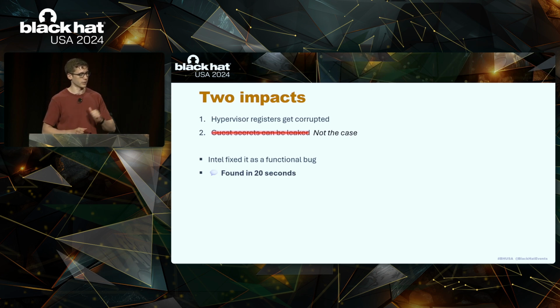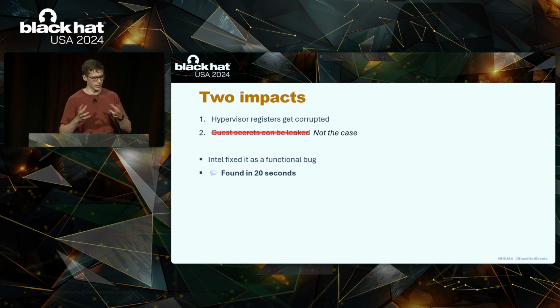10 seconds to get the idea of disabling XMM, and then 10 seconds to rerun Cornelius without XMM and see that the TDX module crashes. So 20 seconds to find a bug that could have been potentially critical if the second impact had materialized. So that's a very good return on investment. And so we started digging deeper into the context switching logic in the hope of finding more bugs.